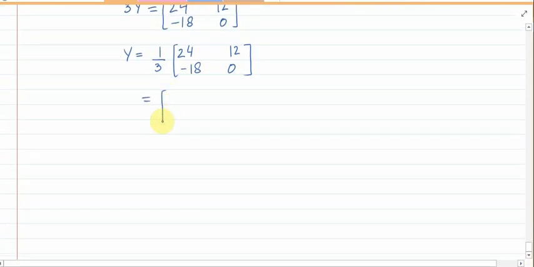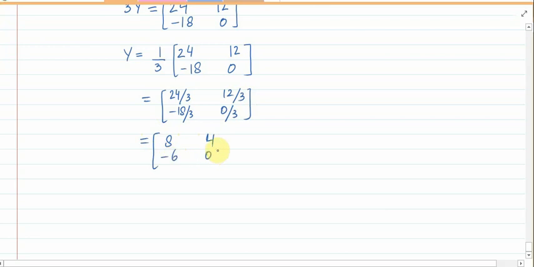So it will be 24 upon 3, 12 upon 3, minus 18 upon 3, 0 upon 3. Solve it further, it will be 8, 4, minus 6, 0, that is your y value, or you can say the matrix of y. Right? So that was your question.